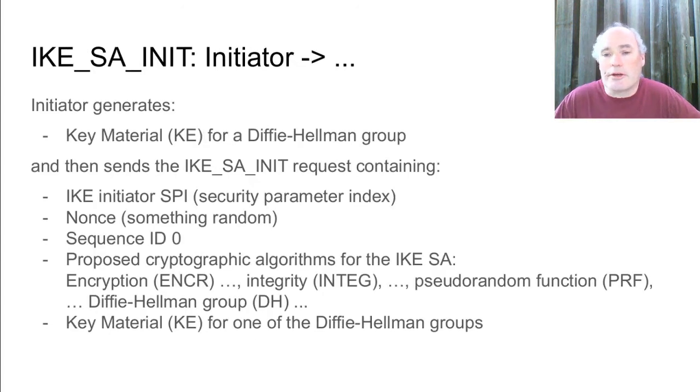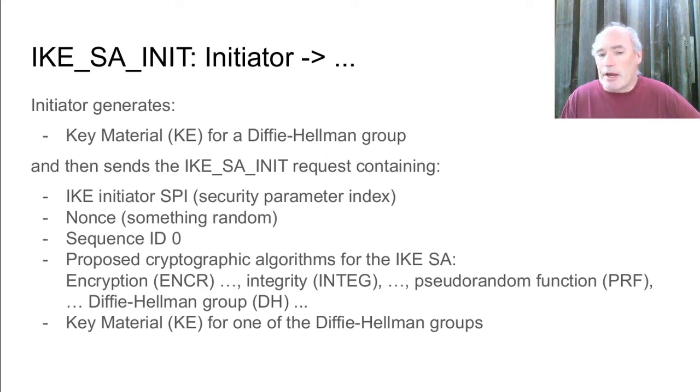So let's go through the first exchange. First thing off, the initiator generates this Diffie-Hellman keying material, sends it off to the responder, and it throws in the following. It throws in an SPI, some sort of unique identifier. It throws in a nonce. That has to be random. SPI, it turns out, doesn't have to be. Nonce does. It throws in a sequence number. Nonce and sequence number to stop replay attacks. Someone forgot that in an earlier version.